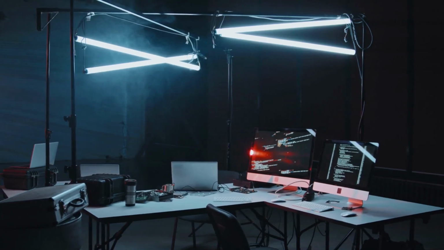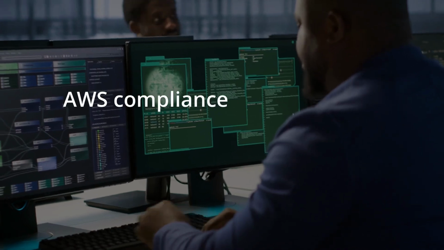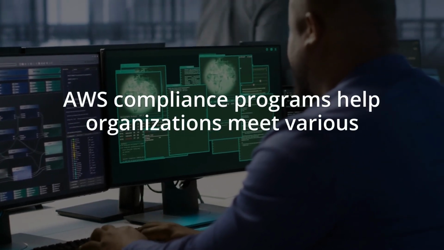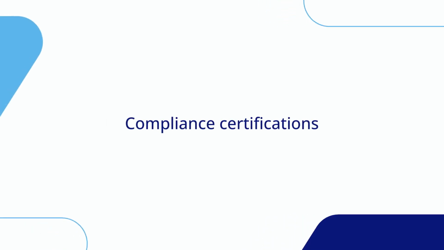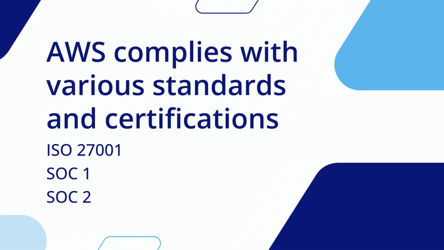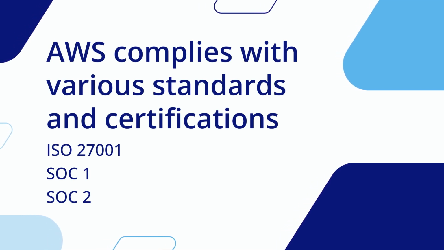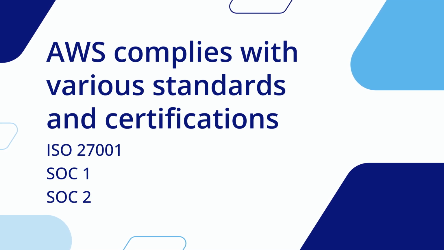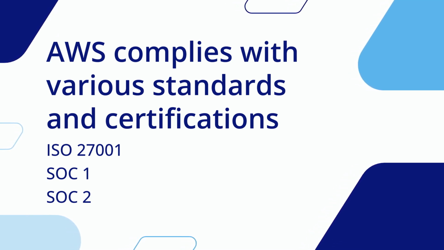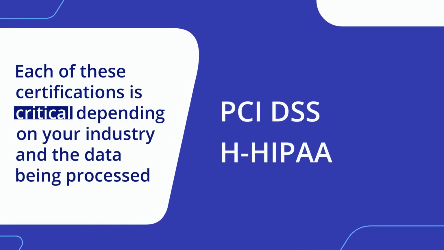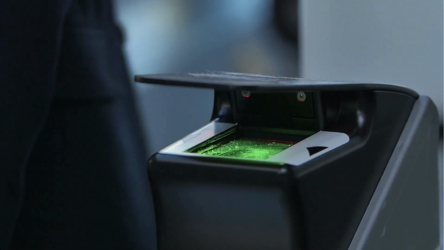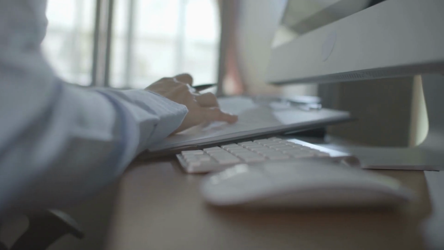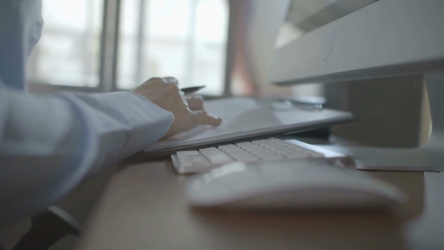Compliance frameworks and standards. Next, let's talk about compliance frameworks and standards. AWS compliance programs help organizations meet various regulatory requirements, making it easier for you to manage compliance risk. Compliance certifications. AWS complies with various standards and certifications, including ISO 27001, SOC 1, SOC 2, PCI DSS, and HIPAA. Each of these certifications is critical depending on your industry and the data being processed. AWS Artifact. This resource provides access to compliance reports and security and compliance documents, which can be pivotal in demonstrating compliance to your auditors or regulatory bodies.